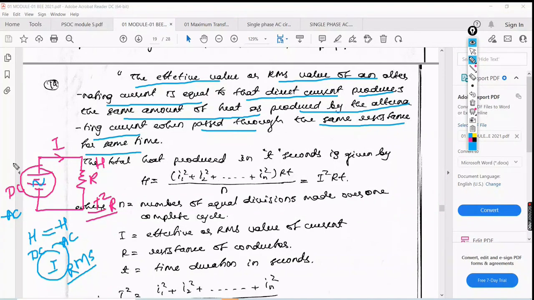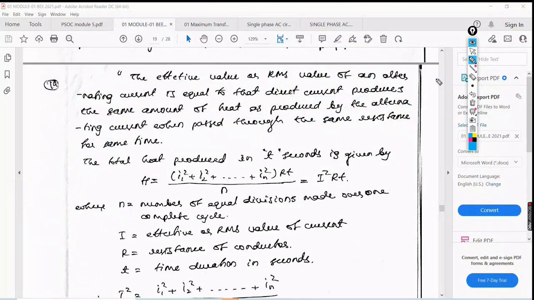This is with respect to the RMS value of the current. This definition, concentrate on it. This is most important. Note it down in your notes. The RMS value definition is most important from the examination point of view.